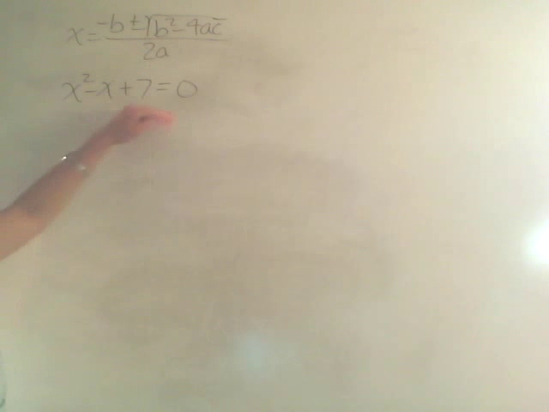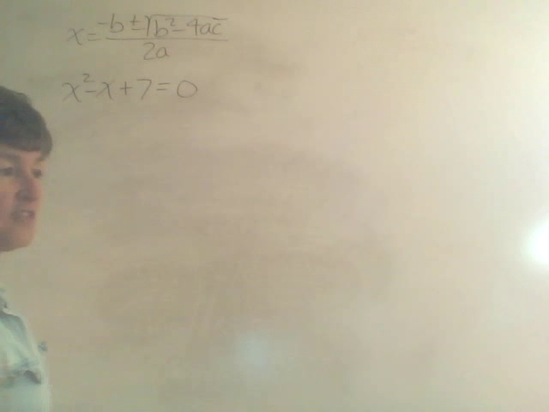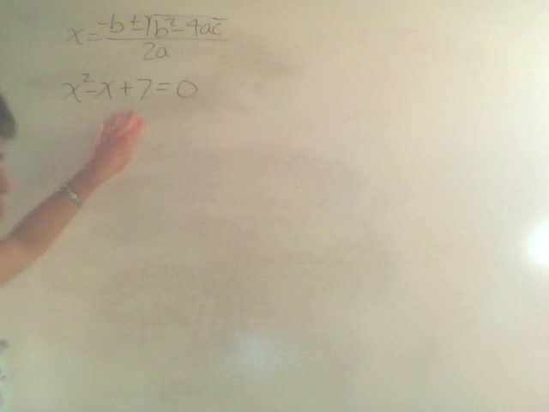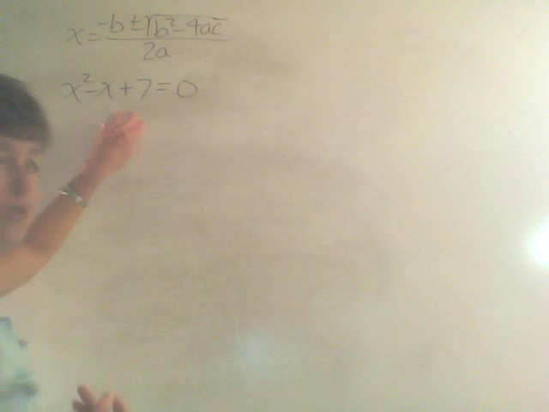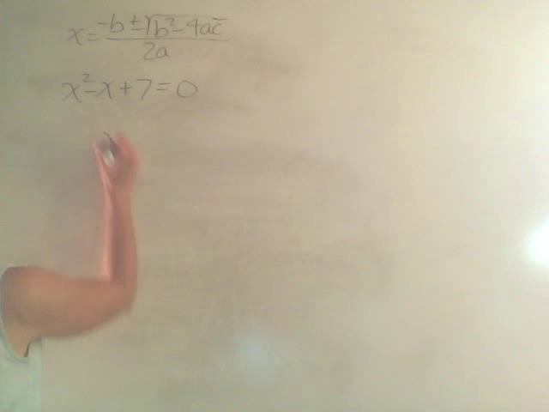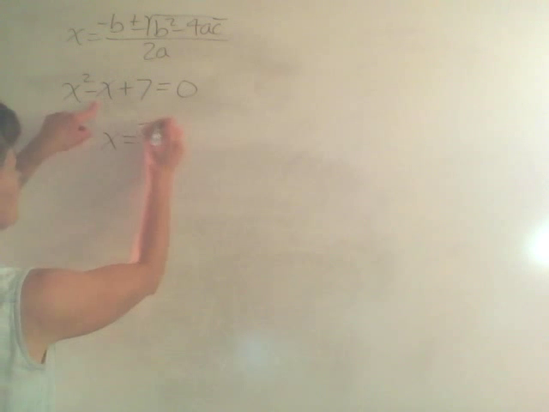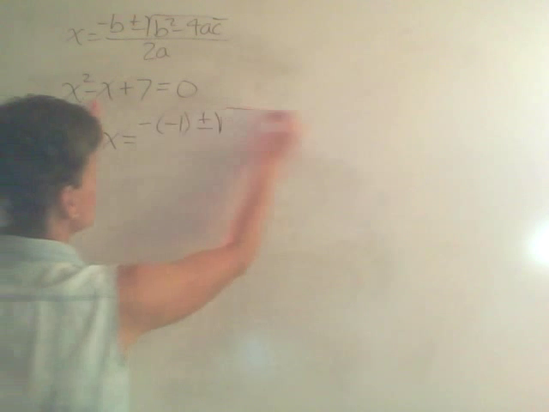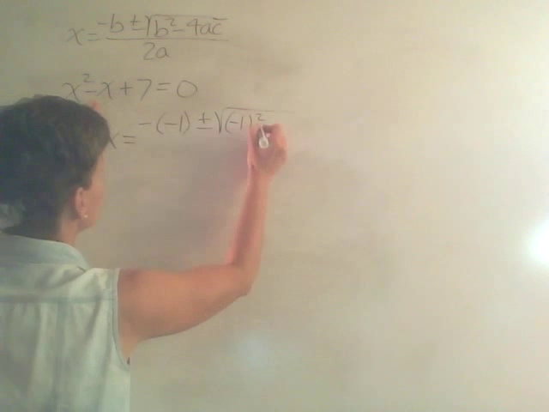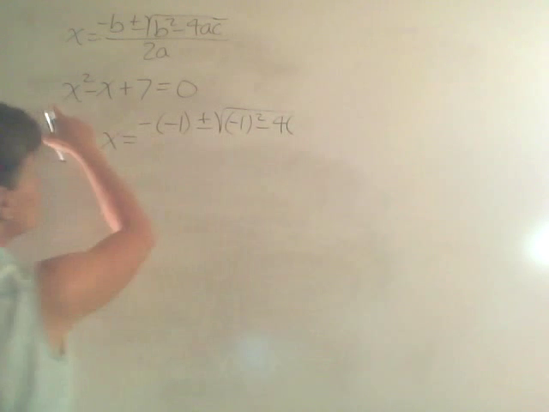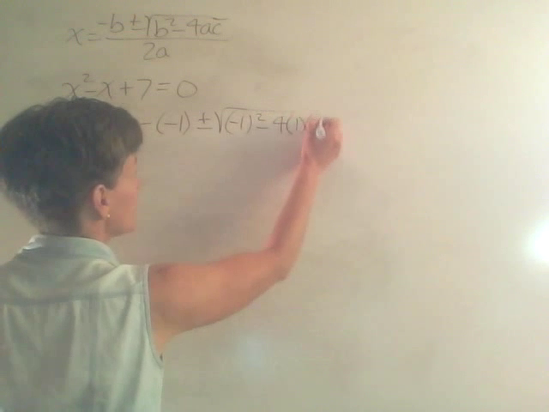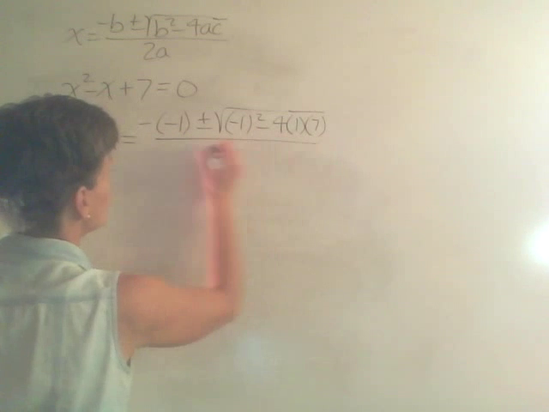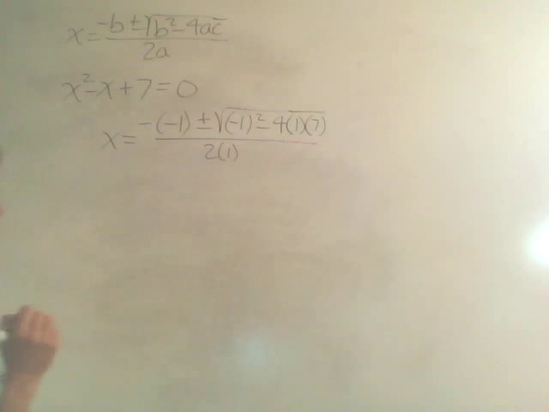All right, so x squared minus x plus 7 equals 0. Now, normally when we solve quadratic equations, if they're simple enough, we'll factor them because that's an easy thing to do. This one is a simple equation, but it's not factorable, so I have to use the quadratic formula. All right, so x equals negative b, where b is negative 1, plus or minus the square root of negative 1 squared minus 4 times 1, which is a, times 7, all over 2 times 1.